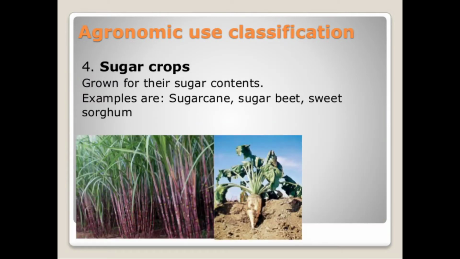Then the next one is the sugar crop. Those crops are used for sugar purposes, meaning they are grown for sugar content. Examples are sugarcane, sugar beet and sweet sorghum.